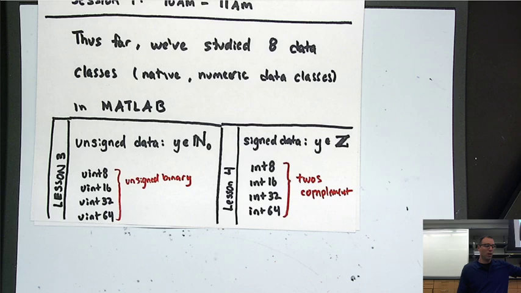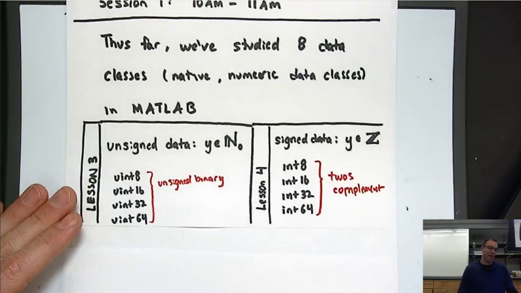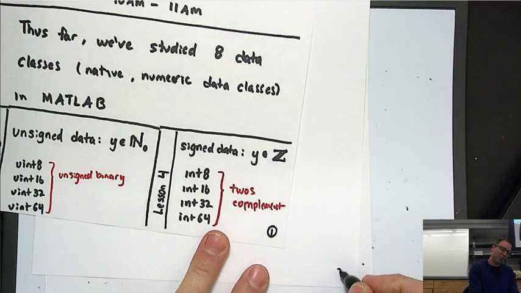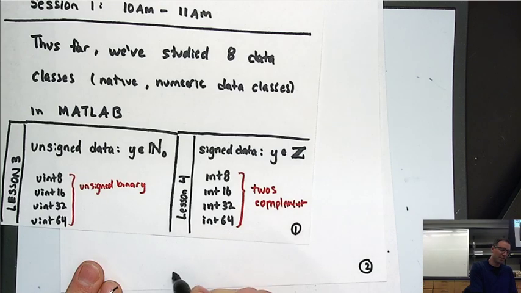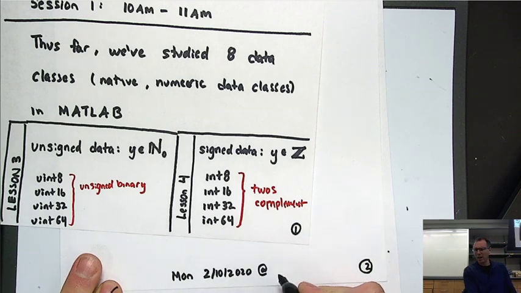Let's think about where we're going to go from this. And I suppose this is going to be page 1 of today's lesson. Here we've got page 2. It is still Monday, the 10th, 2020. I don't know, 10:10.